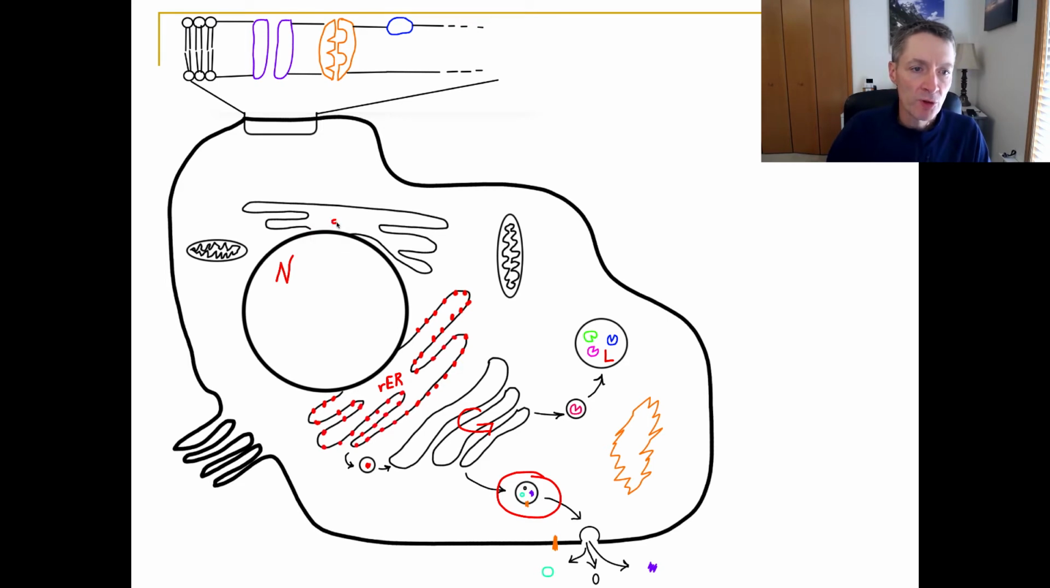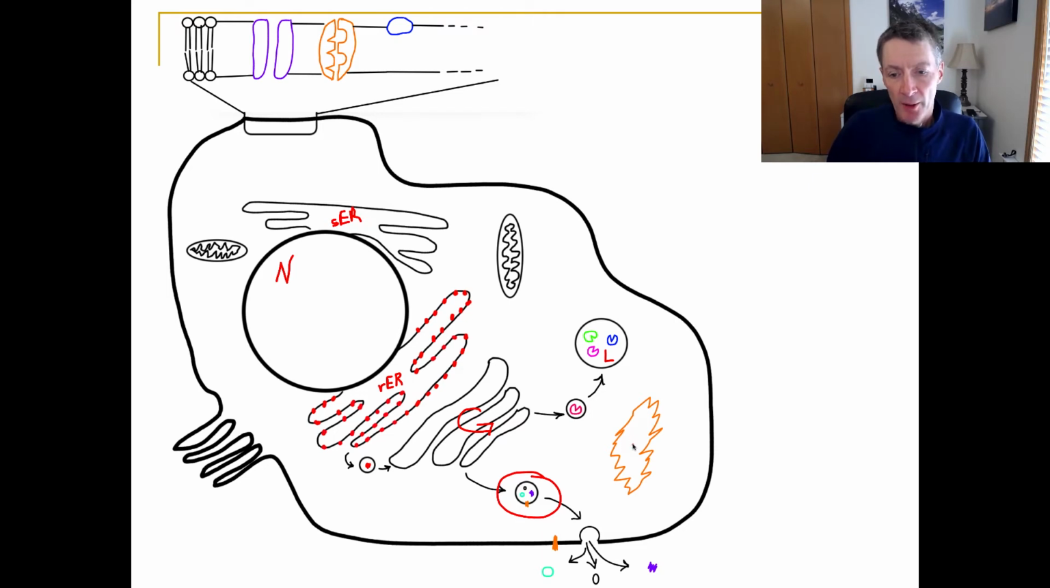Here's the smooth endoplasmic reticulum, and we say that one would be smooth because it doesn't have the roughness from the ribosomes attached. No ribosomes means no protein production there, but we talked about smooth ER a little bit last time with its lipids and steroid hormone production and things like that.